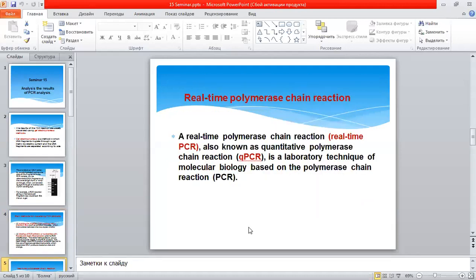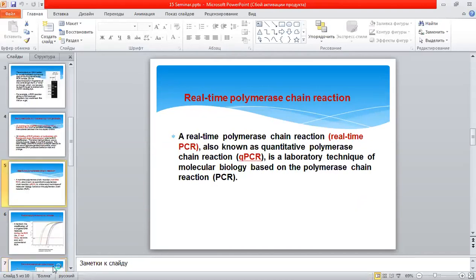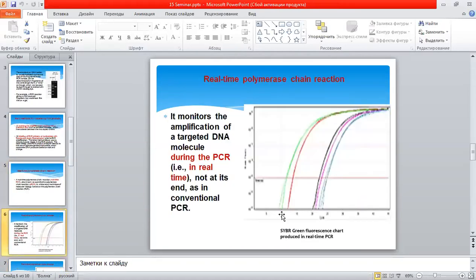Real-time PCR. Real-time PCR, also known as quantitative polymerase chain reaction, qPCR, is a laboratory technique of molecular biology based on the polymerase chain reaction. It monitors the amplification of target DNA molecules during PCR in real time. You see it in real time, not at the end as in conventional PCR.